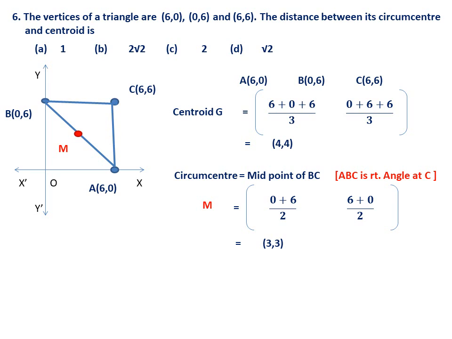Therefore, now you know the centroid G, you know the circumcentre M. So what you have to do is calculate GM. Apply the formula: (4 minus 3) whole square plus (4 minus 3) whole square. So this is root 2. Therefore, the option is D. So this is the sixth question. Now let us go to the seventh question. I think I have taken 10 questions.